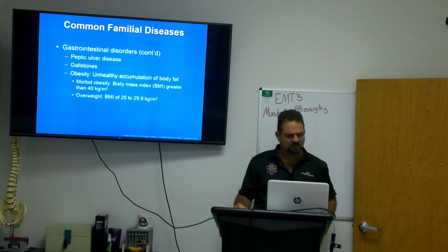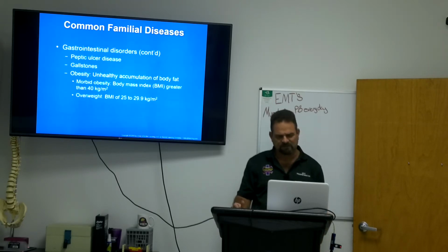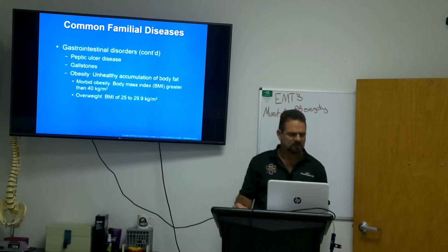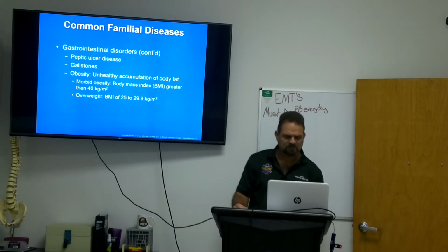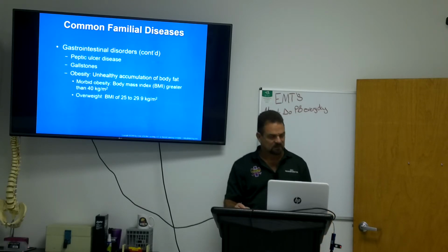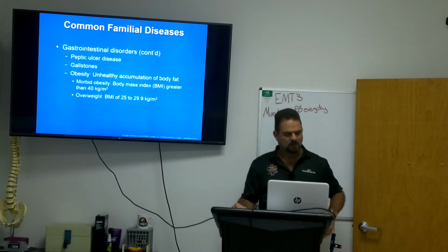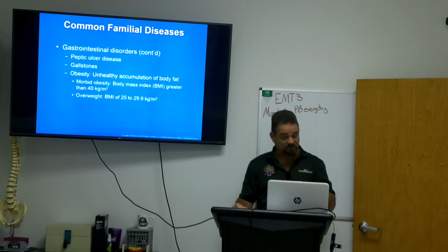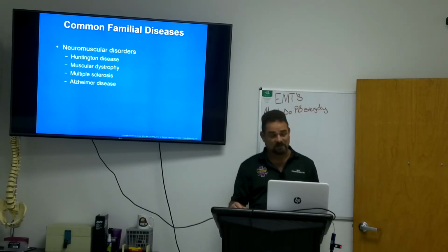Other stuff: peptic ulcer disease, gallstones, and then specific obesities. It's unhealthy accumulation of body fat. You have morbid obesity, where body mass index, or BMI, is greater than 40 kilograms per meter squared. Overweight is a BMI of 25 to 29.9. Always good to keep an eye on that.